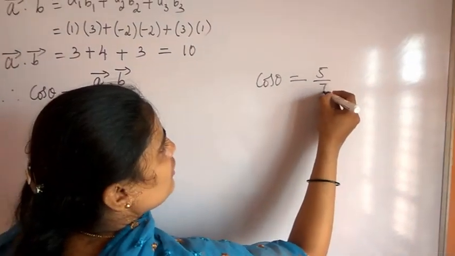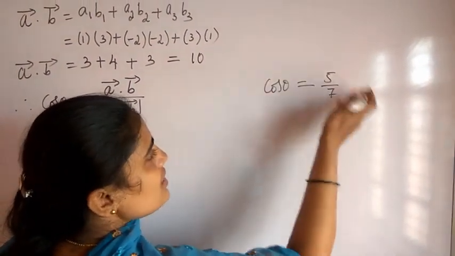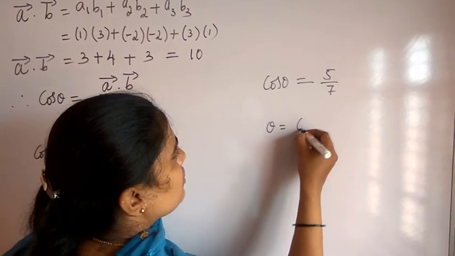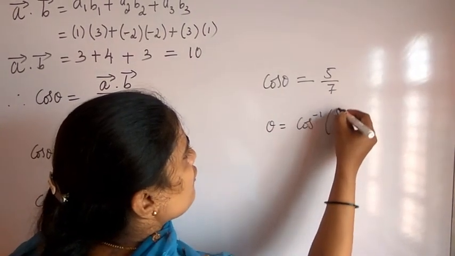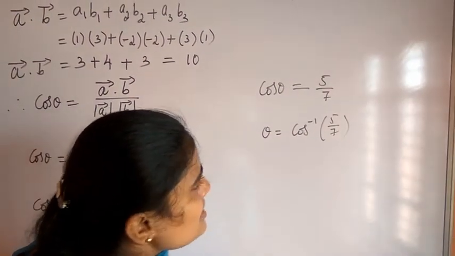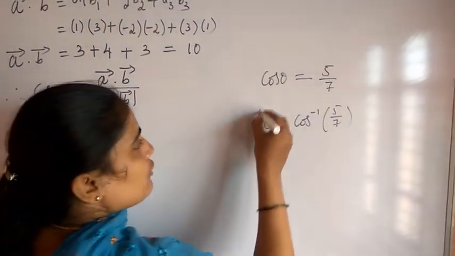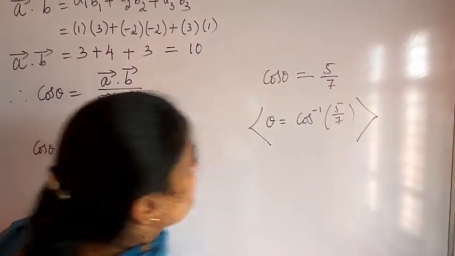Okay. But here we have to find only theta. Take this cos to the right hand side. Theta is equal to cos inverse of 5 by 7. 5 by 7 is not a standard value. Therefore, this is the angle theta.